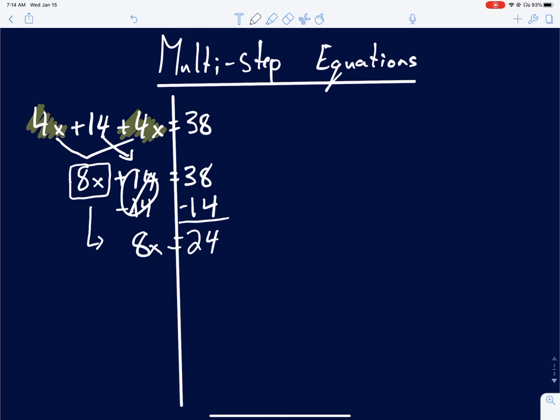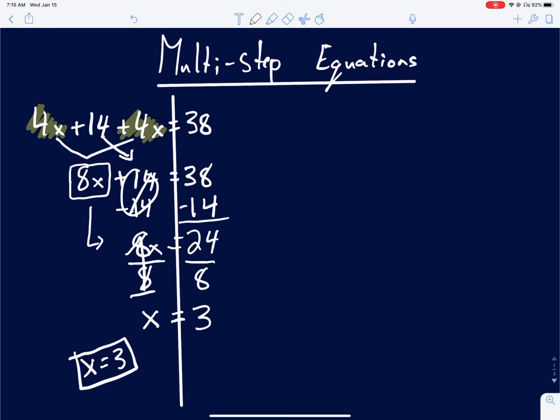8x, well, that's the same as 8 times x, 8 multiplied by x. So the inverse operation of multiplication is division. So we're going to divide by 8. What we do to one side, we have to do to the other. 8 divided by 8 is 1. We're left with just x equals 24 divided by 8 is 3. So our answer here is x equals 3.